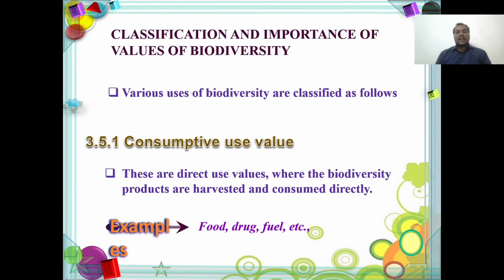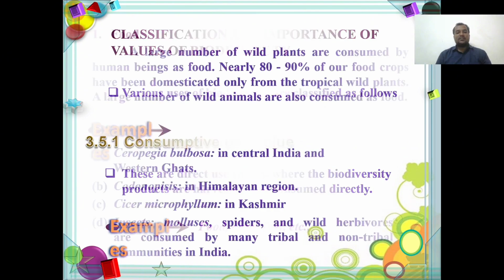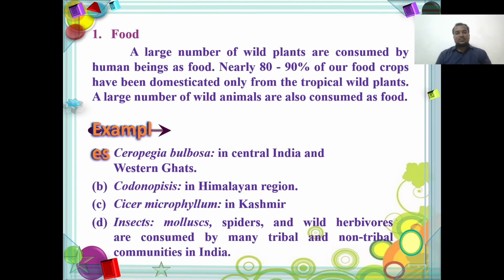Then, classification and importance of biodiversity, values of biodiversity. First, consumptive use value. These are direct use values where the biodiversity products are harvested and consumed directly, for example, food, drugs and fuels. Then food. A large number of wild plants are consumed by human beings as food.